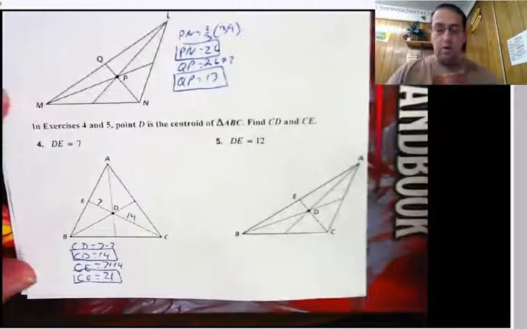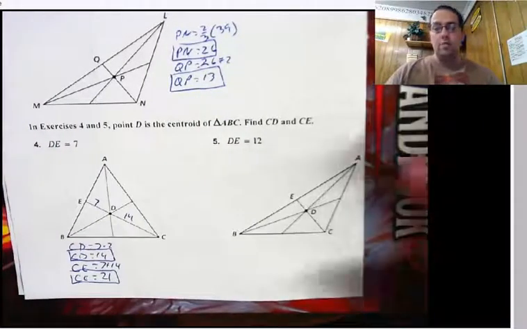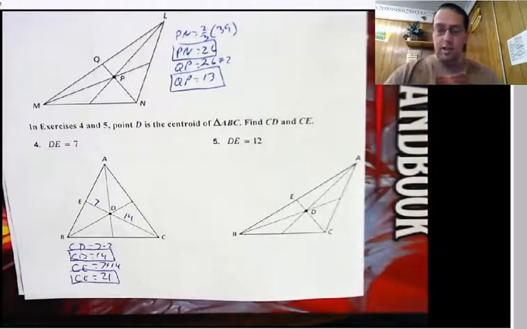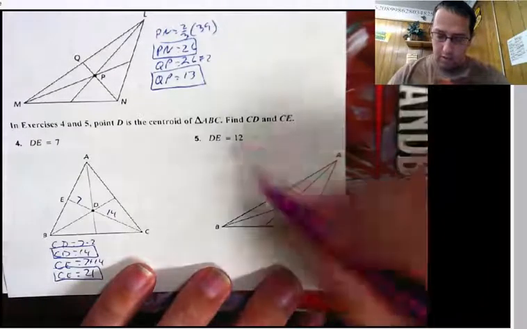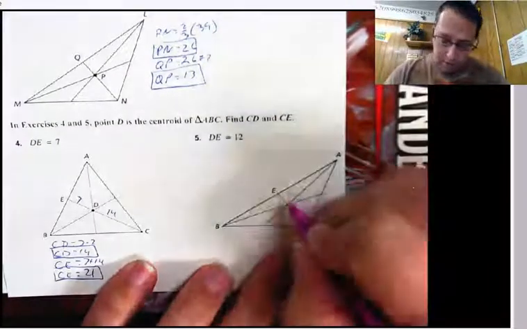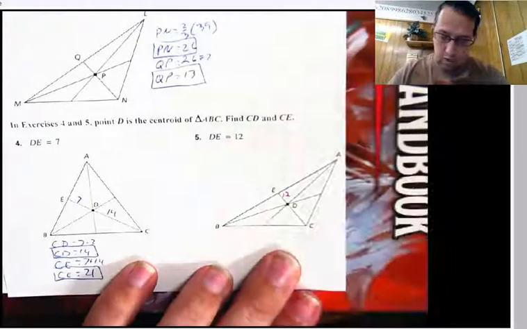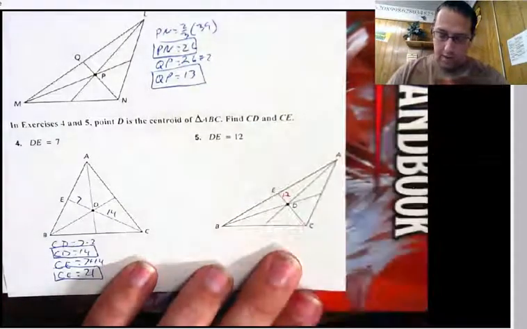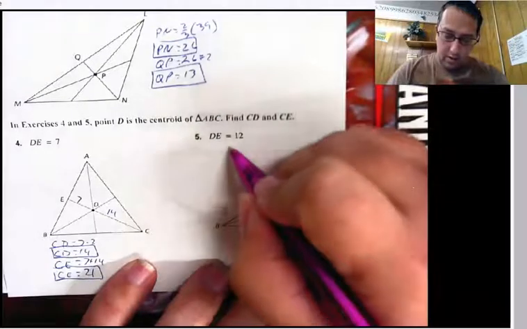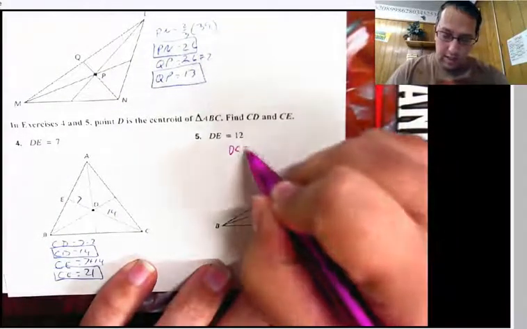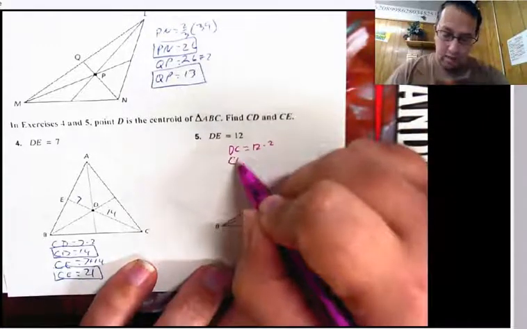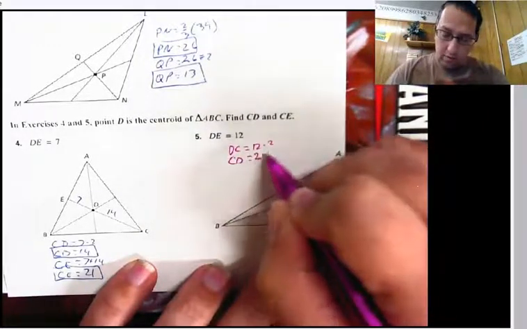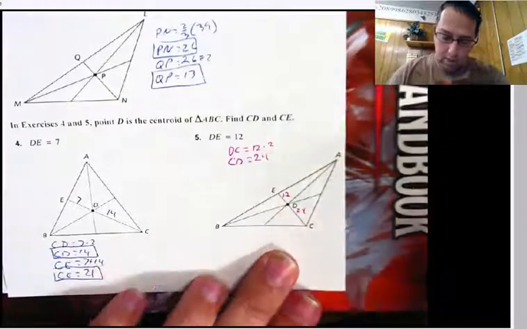How about you pause the video and work out number 5, because it's just as easy, and then come back and check your work. All right, let's see how you did. So DE is 12. Again, that is the midpoint side. So the vertex side is going to be twice that. So DC is going to be 12 times 2. Well, sorry, CD. Same thing. So CD equals 24.